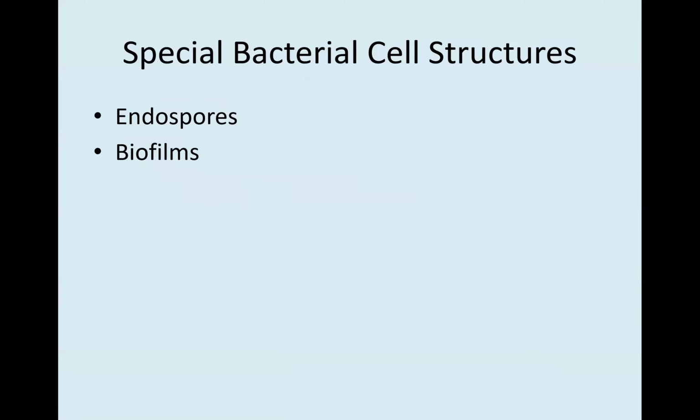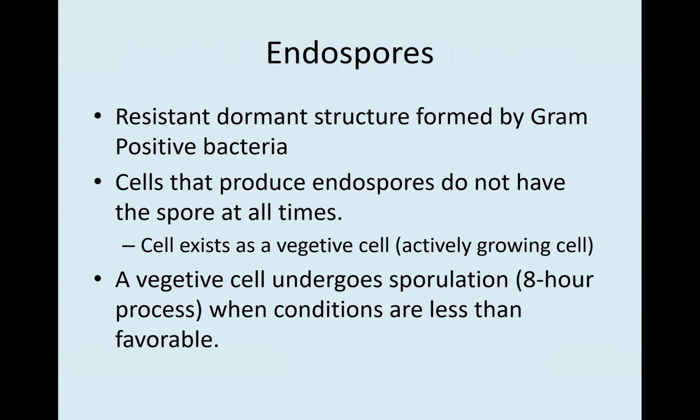All right, in terms of bacteria, these additional or extra cell structures we may see, some bacteria will form what are known as endospores, and some bacteria can form what are called biofilms. Endospores are a major problem, and they are wonderful for some bacteria. They are very, very difficult for us to treat. Endospores are dormant structures that allow for resistance of the bacteria. They're not found in every bacteria, but they're found primarily in gram-positive bacteria.